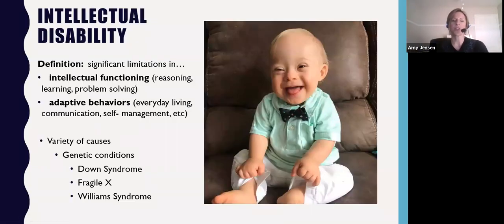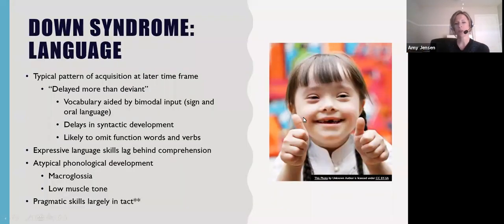So you're going to talk about hearing and vision loss. I think you're going to talk about ASD. So I picked out intellectual disability to kind of talk a little bit about the language characteristics there. So an intellectual disability, the definition of that is that there are two components: significant limitations in both intellectual functioning and adaptive behaviors. And this can come from a variety of causes. I think one of the more predominant ones is genetic conditions, and that could be Down syndrome, things like Fragile X, Williams syndrome. The more common that you've probably heard of is Down syndrome.